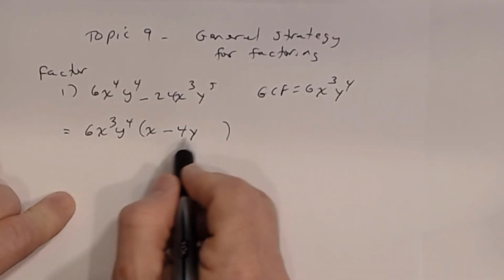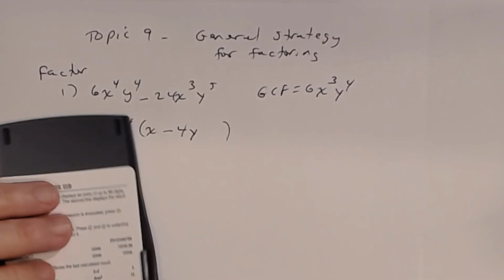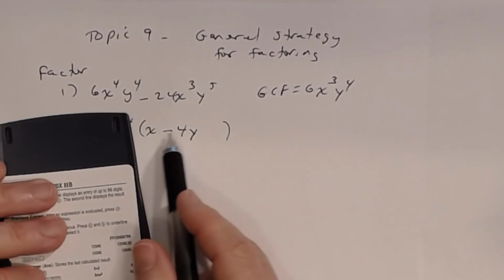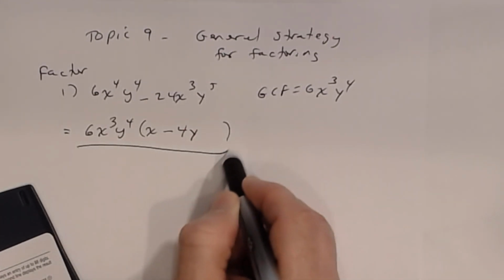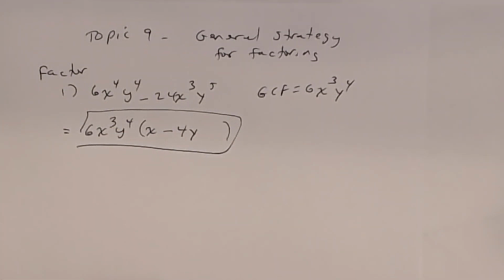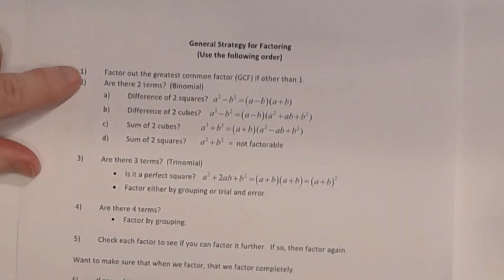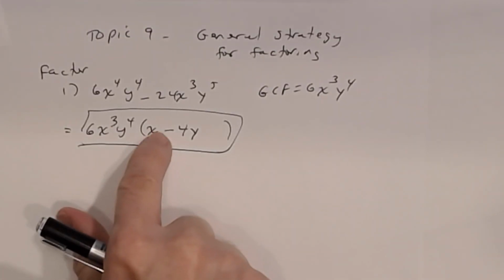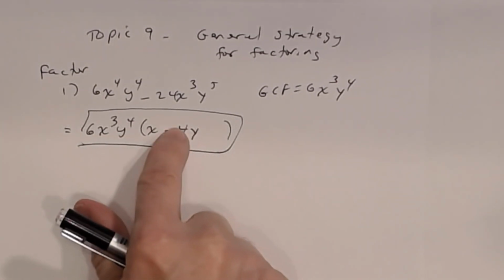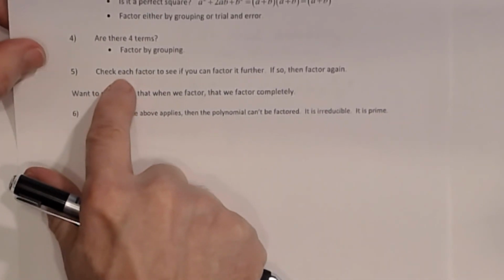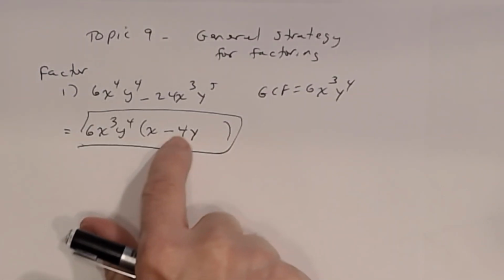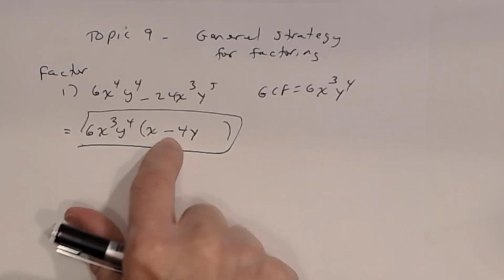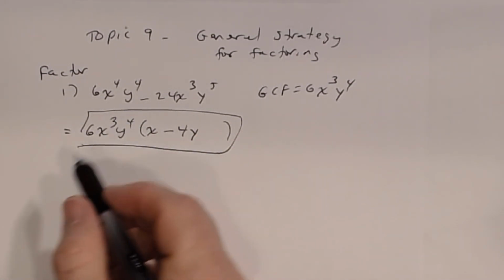And so there's your answer. You cannot go any further with this because if I cover this up right here, this is prime. I can't do anything else. And so there's your answer. So remember, the first thing you got to look at is the GCF. All right, and then whatever you see when you take out the GCF, you got to ask yourself, check each factor to see if you can factor it further. So if so, then factor again. So when I look at this factor, I couldn't do anything else to it, so I'm done. That's the answer.